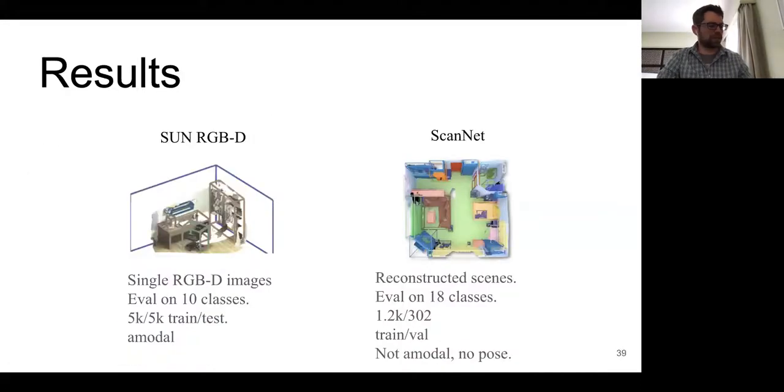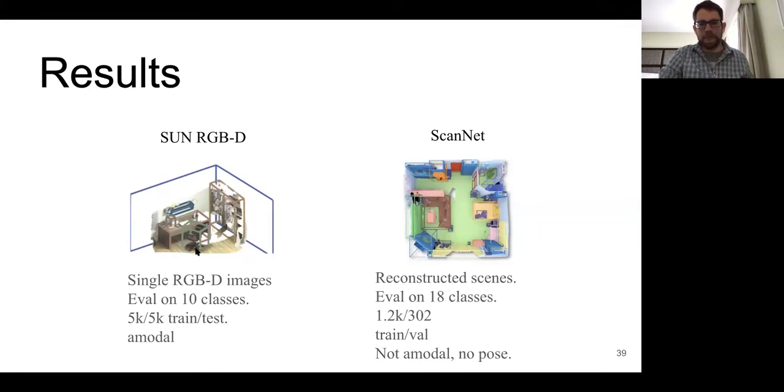Let's look at some results. So two famous benchmarks in the task of video object detection are the SunRGBD and ScanNet. They're quite different. I'll say a few words about them. SunRGBD, as the name suggests, is RGBD, so it comes from a single view sensor. We're not using the RGB channels in this work, just the depth.